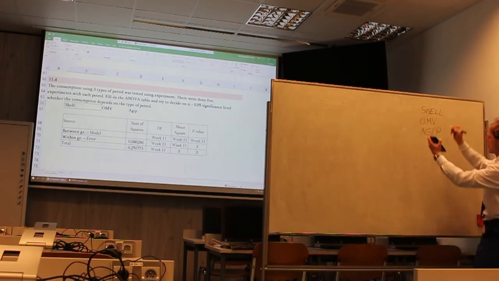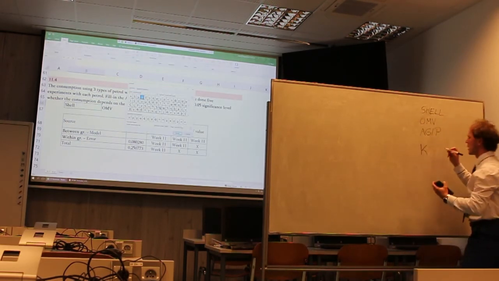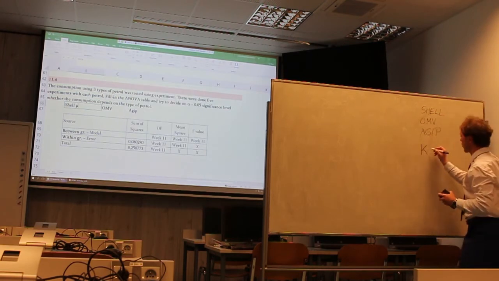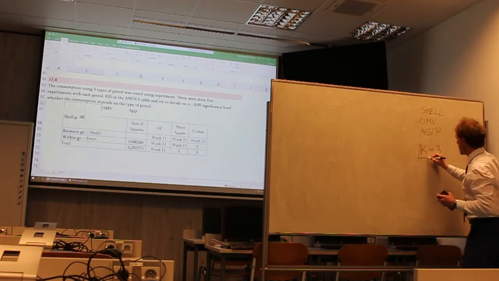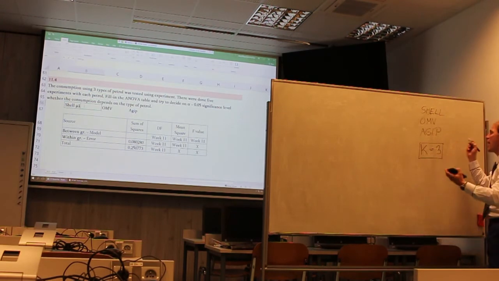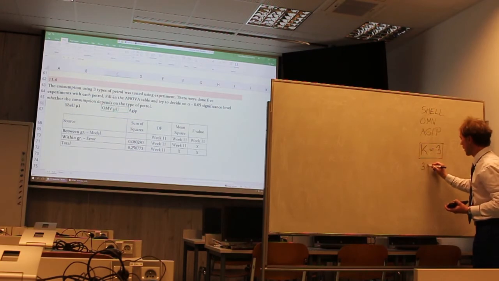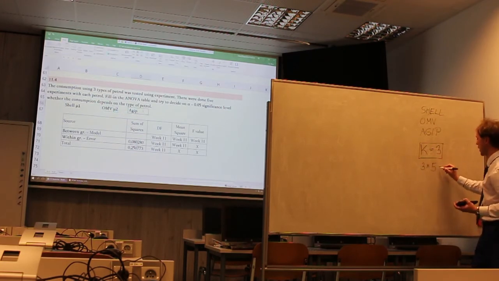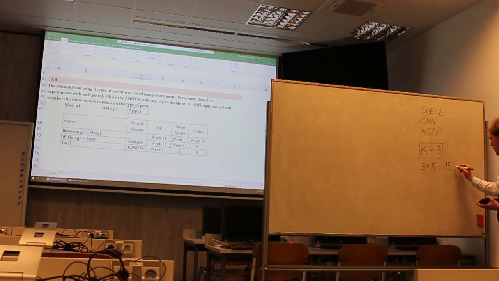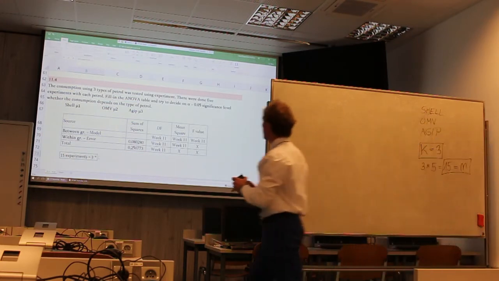According to the situation, we know that K, the number of groups, is equal to three: three types of petrol, and five experiments with each type of petrol. So three times 5 is equal to 15. 15 is n, the sample size, the size of our random experiment sample. We randomly selected these observations. So, Shell, OMV, and Egypt.